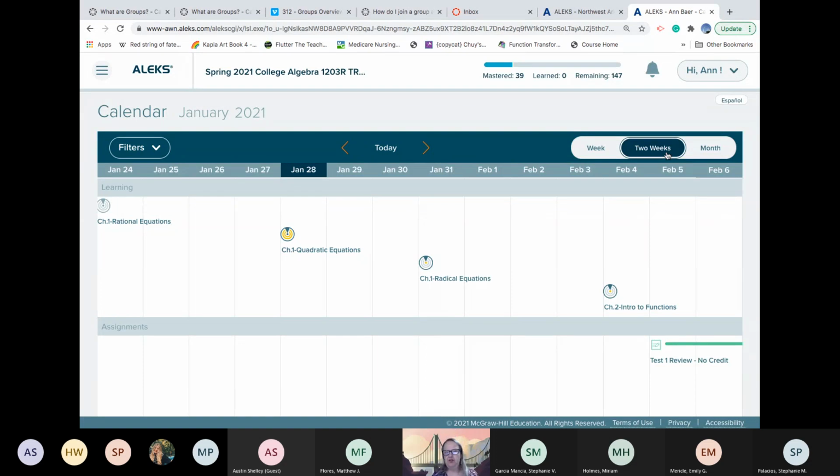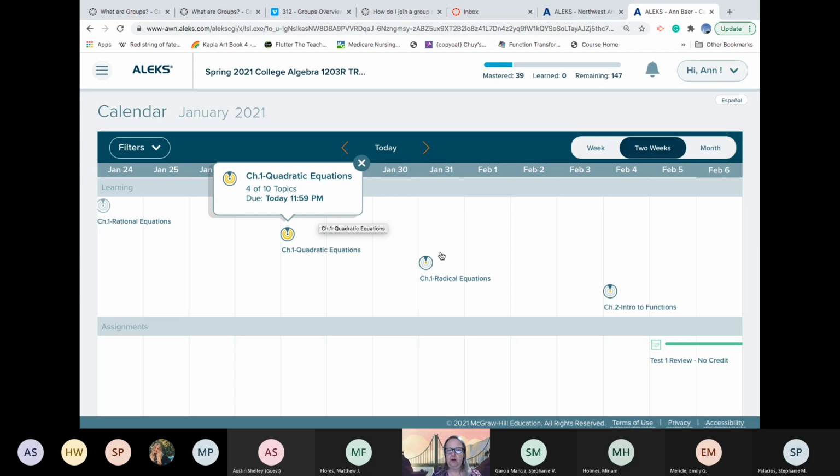Now there's 2 parts to this. These icons you can click on if you have any confusion about what date something is due. So for example, today's January 28th. If I click on this, actually this one here, you can see that chapter 1, quadratic equations, is due. Let me do that one more time. It's due today at 11:59 p.m.